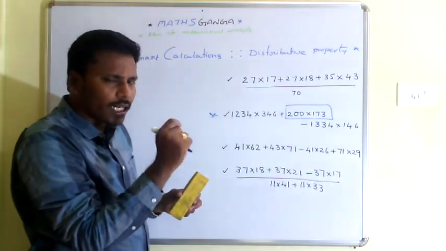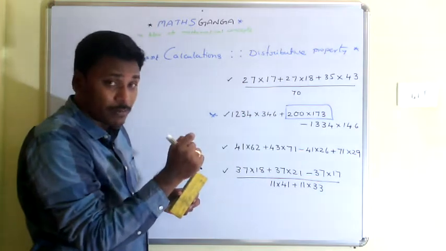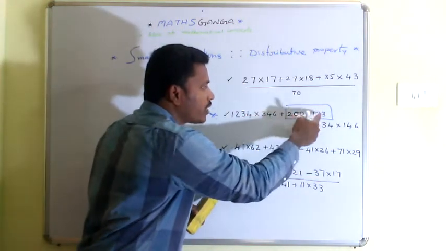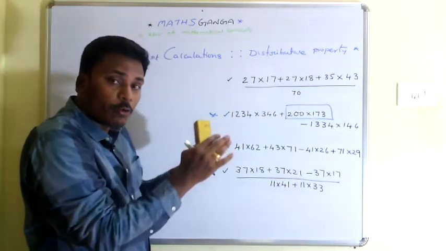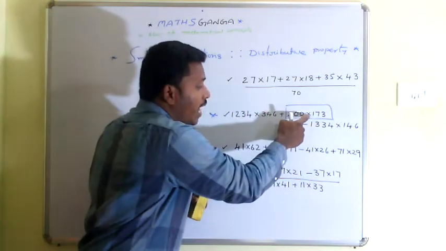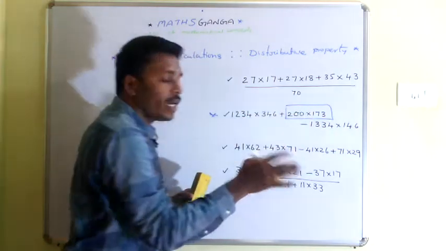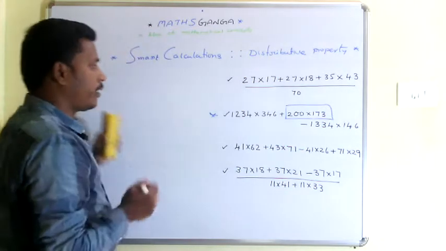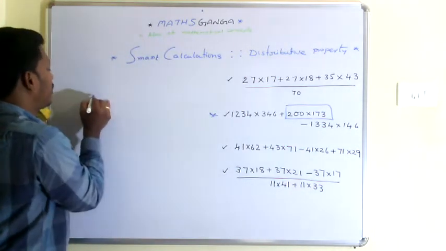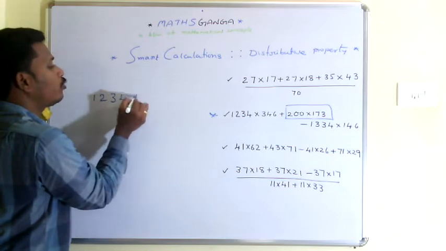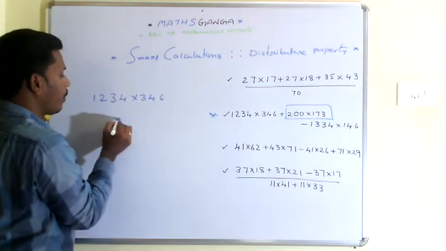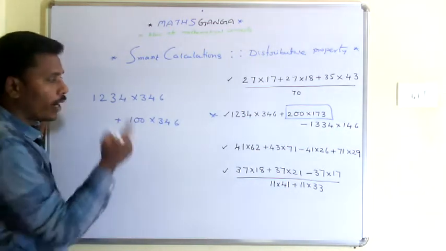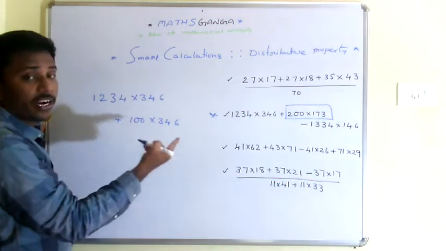A small adjustment here. What I did, I am sending 1 two from 200 to 173. It will become 100 into 346. Since we have multiplication between these two terms, it is correct. Don't do this if we have addition between those two. Now see with the correction how it becomes: 1234 into 346 plus 100 into 346.